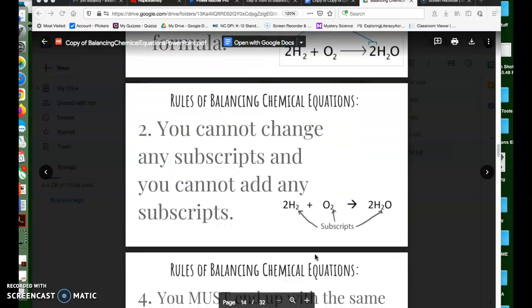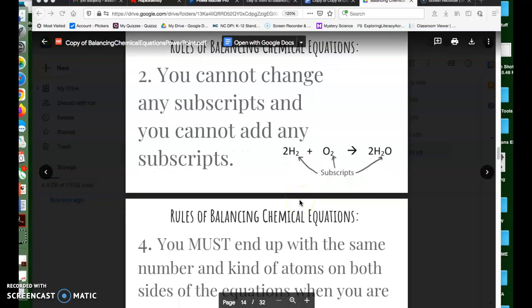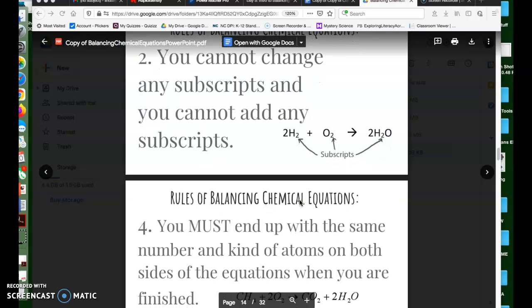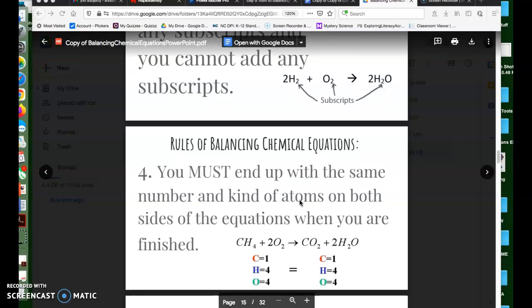Rule number 2, you cannot change any subscript, and you cannot add any subscript. So the little 2's or the little 3's or 4's, whatever's present has got to stay. That's because if I change the subscript, I'm going to change the molecule, changing what's formed. And number 4, which is actually number 3, you must end up with the same number and kind of atoms on both sides of the equation.